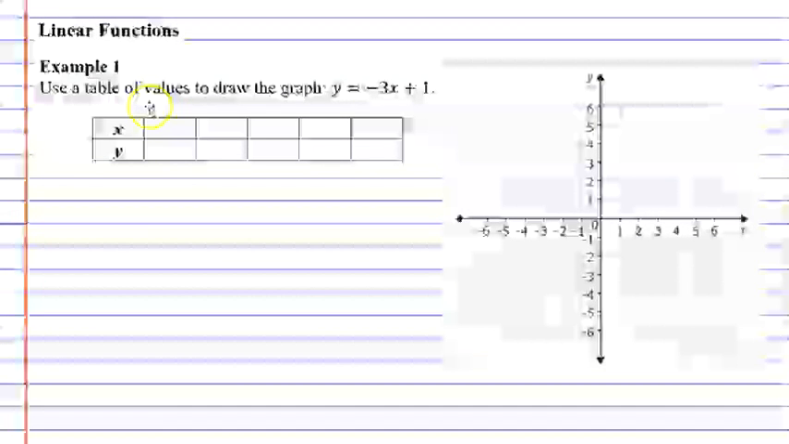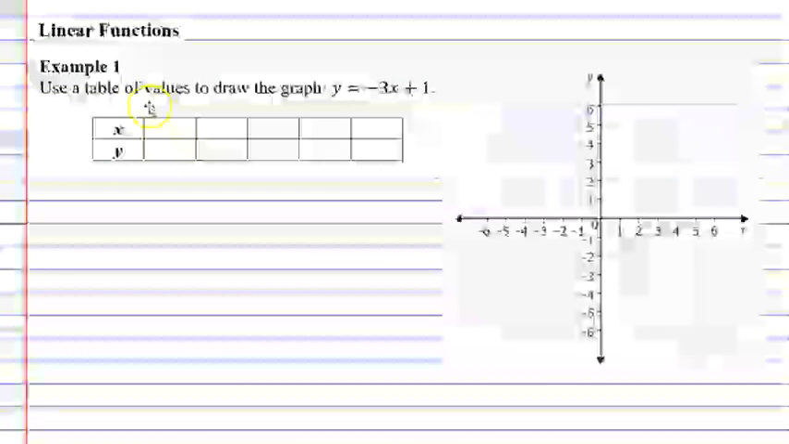In this video, we're going to complete example 1. We're going to use the table of values to draw the graph y equals negative 3x plus 1. So the first thing we're going to do is pick some x values. We'll pick the values negative 2, negative 1, 0, 1, and 2.